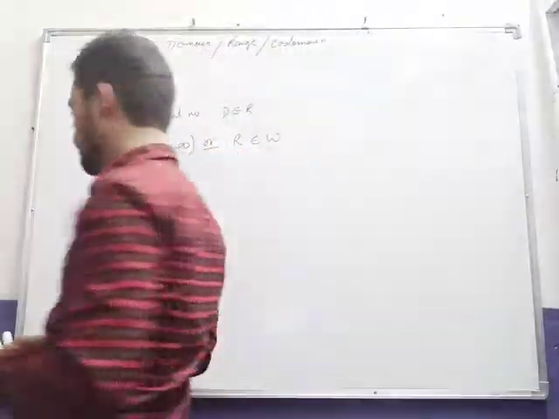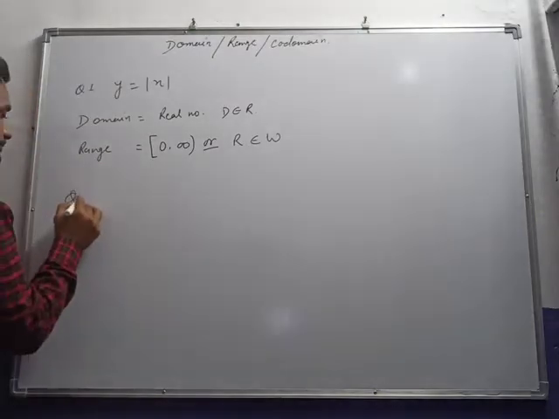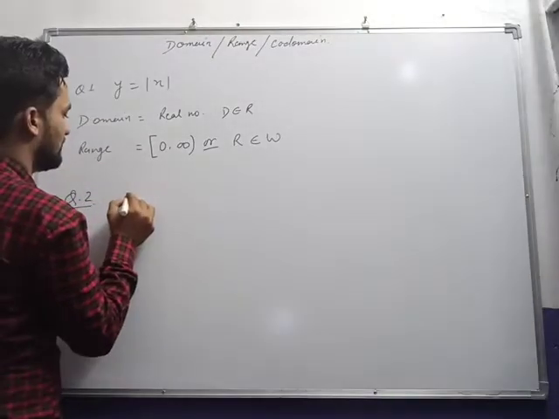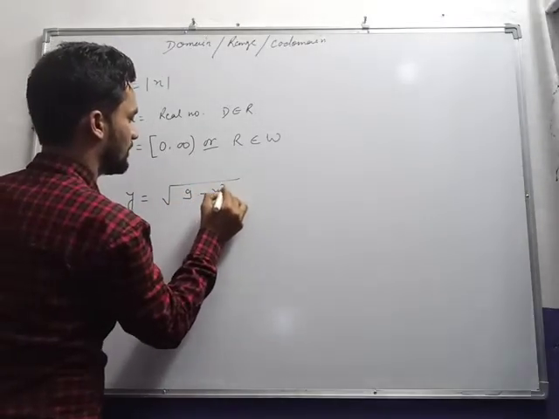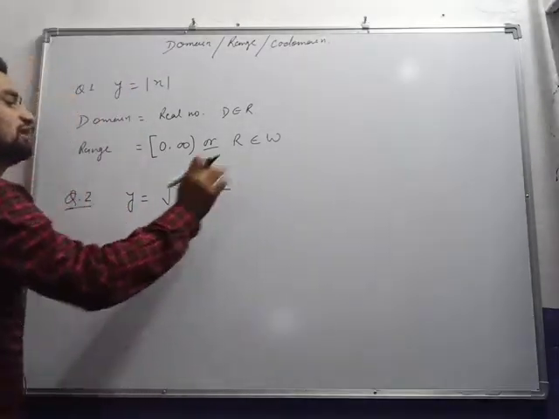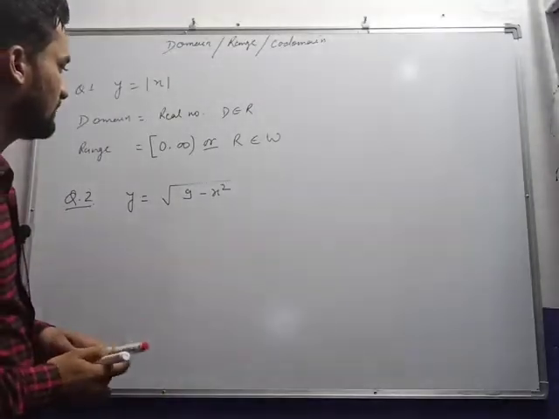Now let us take one more example, don't worry. A function y is equal to root over 9 minus x square. This is, I think, from your NCERT also. So root over 9 minus x square.